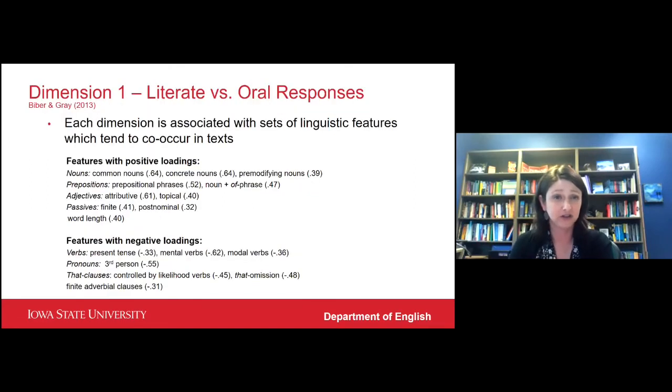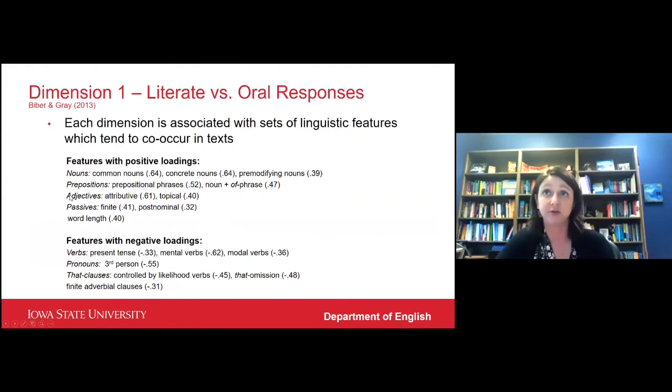Okay. So we're going to look just at dimension 1. This is the linguistic composition of dimension 1, which is interpreted as literate versus oral responses. So in MD analysis, we get 2 sets of features. And the idea is that these features are in complementary distribution.